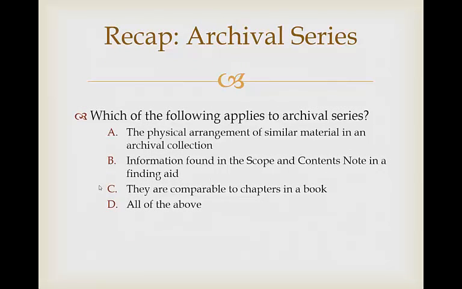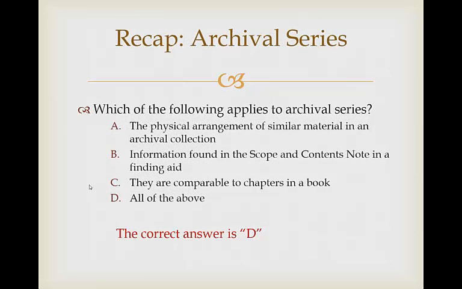Which of the following applies to archival series? A. It is the physical arrangement of similar material in an archival collection. B. It is information found in the scope and contents note in a finding aid. C. They are comparable to chapters in a book. Or D. All of the above. The correct answer is D. All of the above.